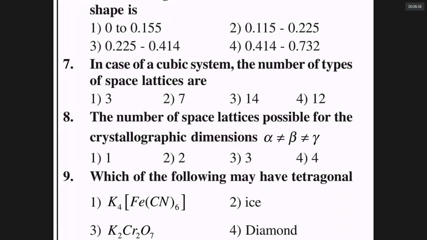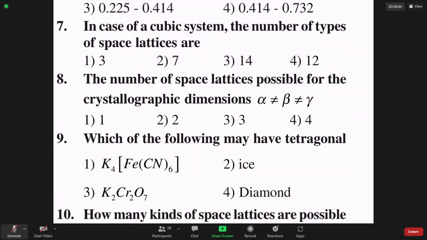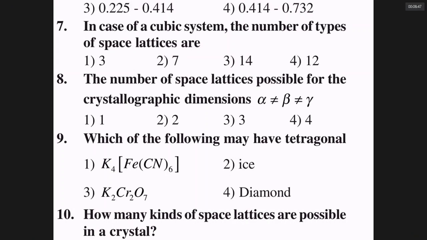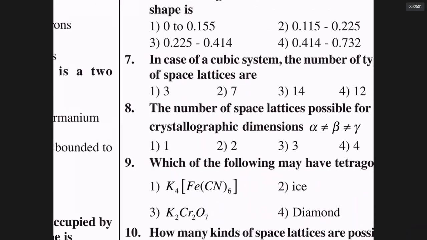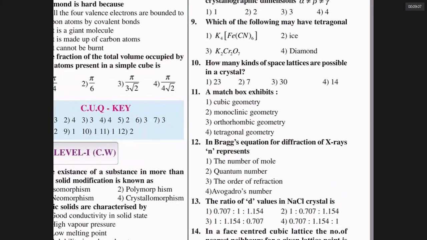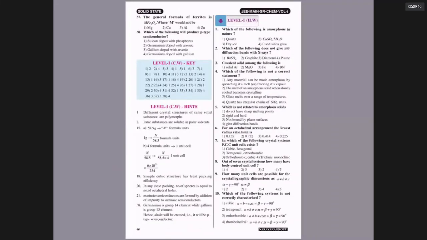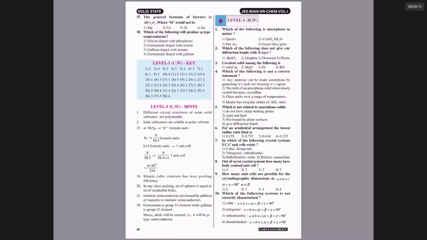In case of a cubic system, the number of types of space lattices is 3: face-centered, body-centered, simple cube. For the crystallographic dimensions where alpha not equal to beta not equal to gamma, what type of system is it, sir? Triclinic system. And how many variants are there? You can see the table I have given you. Try to do these questions, which may not be really much difficult. I want you to do all these problems up to page number 67.